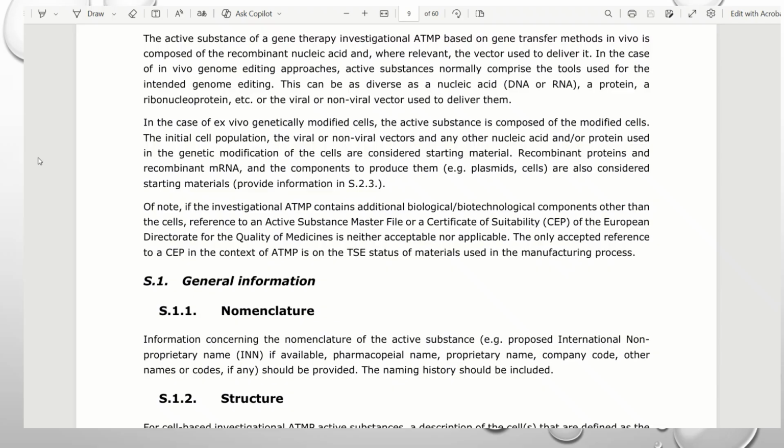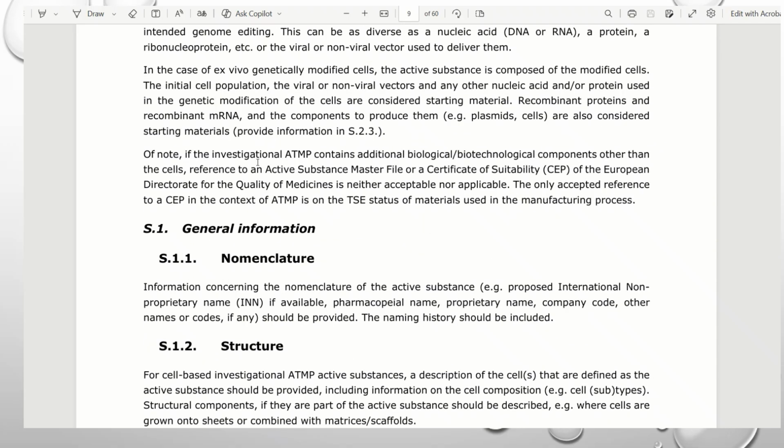Recombinant proteins and recombinant messenger RNAs. I think I used to refer to this as microRNAs, many apologies, it's messenger RNAs. And the components to produce them are also considered to be starting materials, and they should be provided in S23. So in the control of materials section, that's where they should be provided. Of note, if the investigational ATMP contains additional biological, biotechnological components other than cells, reference to an active substance master file or certificate of suitability CEP of the EDQM is neither acceptable nor applicable.